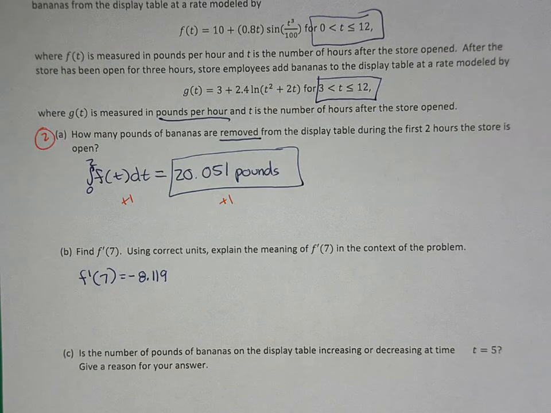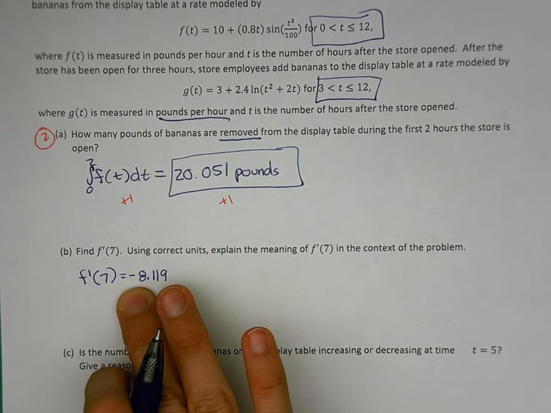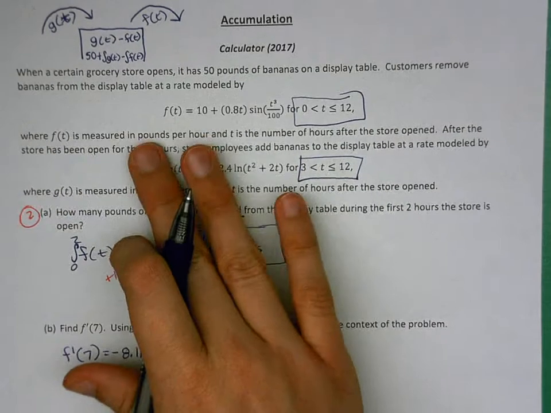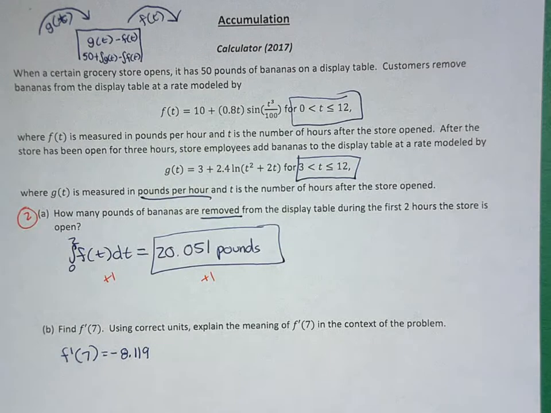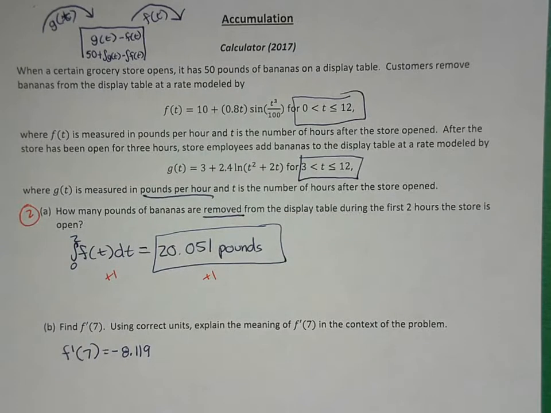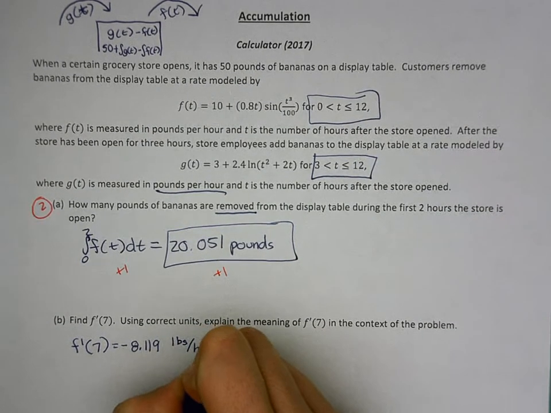And so then explain using correct units. So first of all, let's start there. What would my units be? Well, F, remember, F was pounds per hour. And again, one more time, when we take a derivative, you add a time unit. So if F was pounds per hour, F prime would be pounds per hour squared.